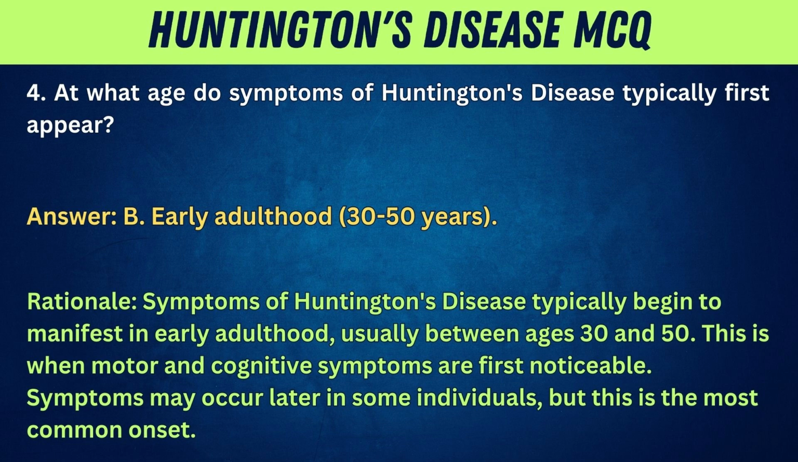Rationale: symptoms of Huntington's disease typically begin to manifest in early adulthood, usually between ages 30 and 50. This is when motor and cognitive symptoms are first noticeable. Symptoms may occur later in some individuals, but this is the most common onset.